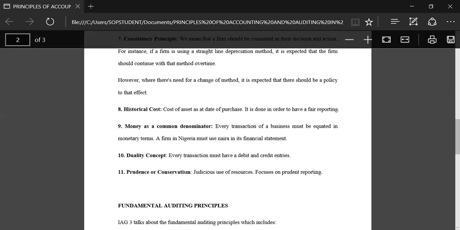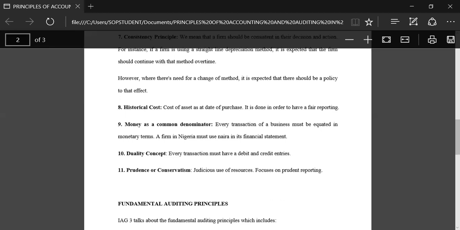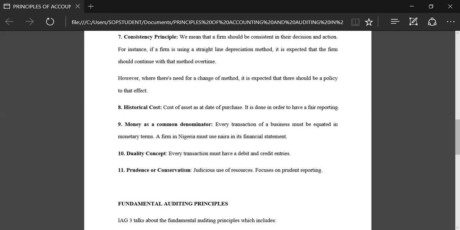Another principle is the historical cost principle. The historical cost principle records assets at the cost as at the date of purchase. This is usually to have a fair reporting. We have money as a common denominator. Every transaction must be equated in monetary terms.